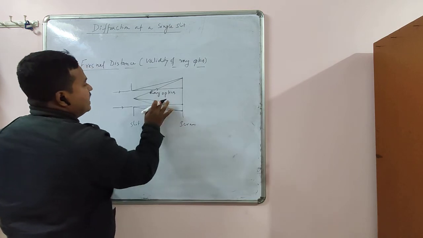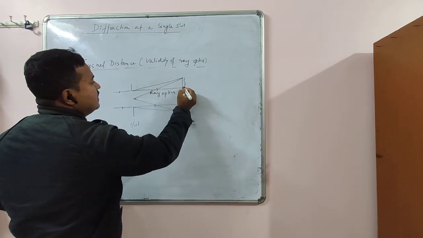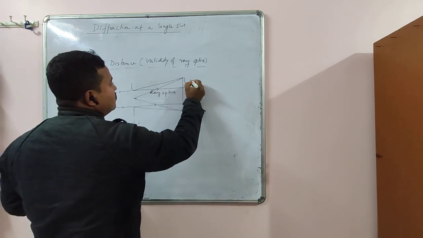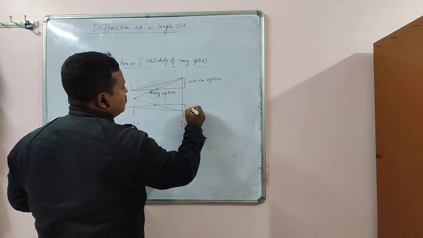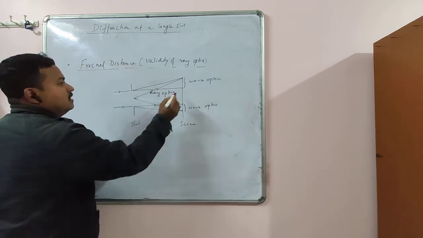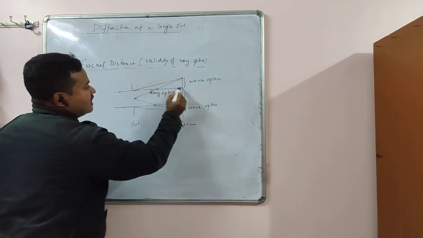So you will get light in this region here, due to what? Wave optics. So here you will get light due to wave optics. Here also you will get it due to wave optics. But in these portions, the light is because of what? Ray optics, because light travels in a straight line.